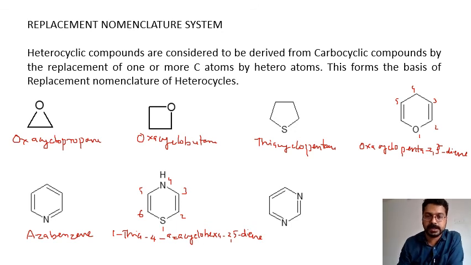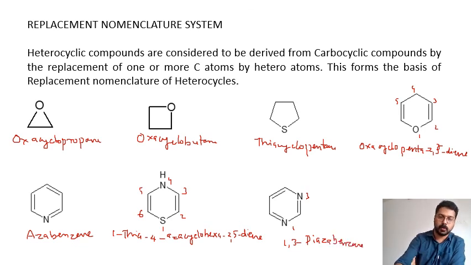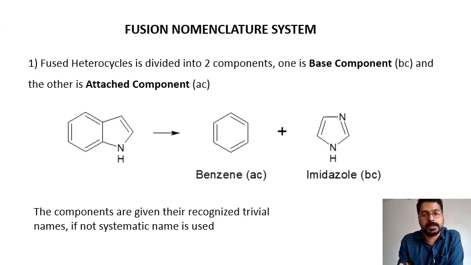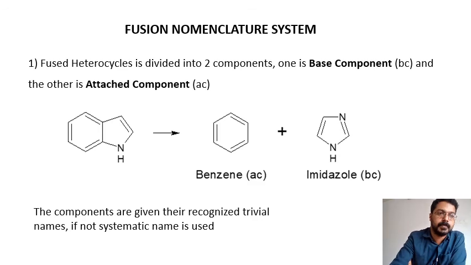So this compound is pyrimidine. The numbering is 1, 2, 3. So it is 1,3-diazabenzene. Okay. So this is replacement nomenclature, and in the next class we shall discuss the very important fusion nomenclature system. Okay. Thank you.